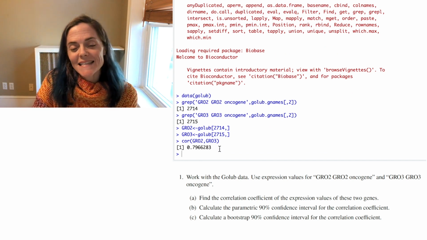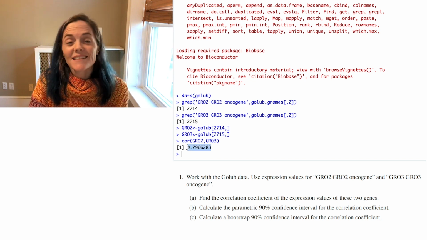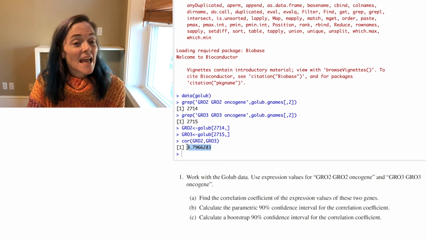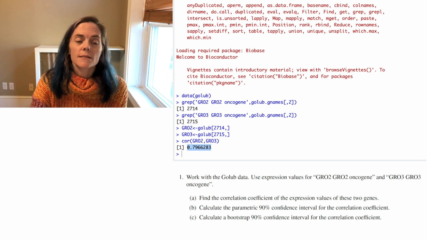Here is the correlation coefficient. We have 0.7966283. Next one, we want a parametric 90% confidence interval.